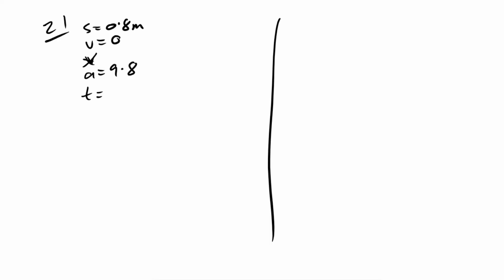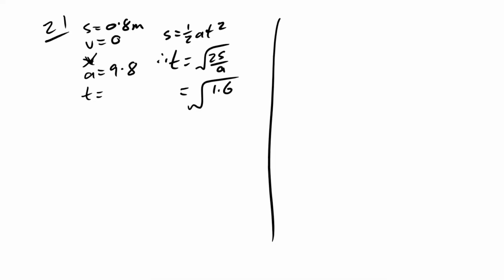So let's go with S equals UT, but UT disappears. So let's just say half AT squared. And so if we're looking for T, it is equal to the square root of 2S over A. So it's going to be the square root of 1.6 divided by 9.8. Seems like a lot of work, this question. We end up with 0.4 seconds. I'm sure that's fine. Okay, so it takes 0.4 seconds to reach the ground.